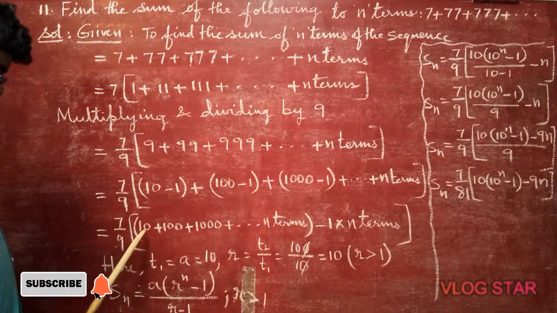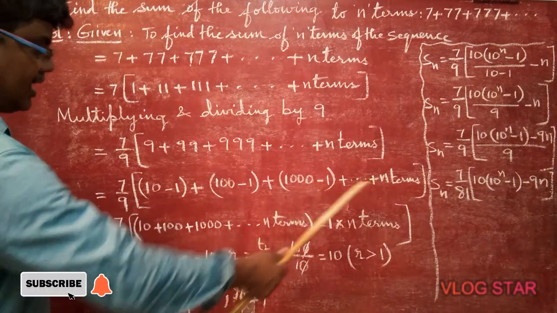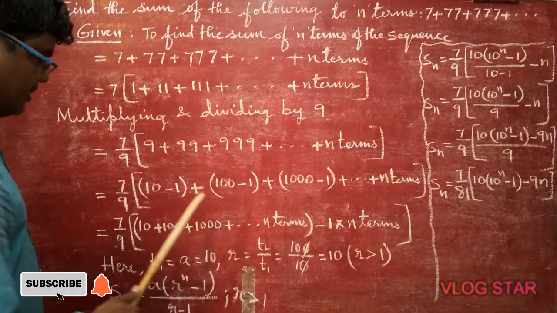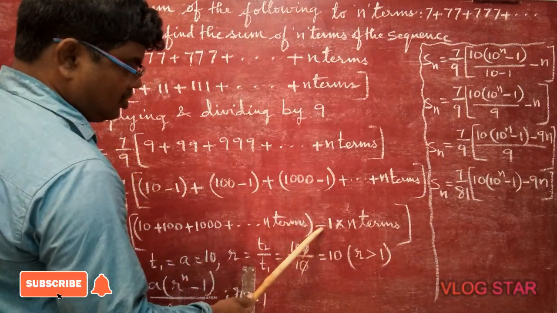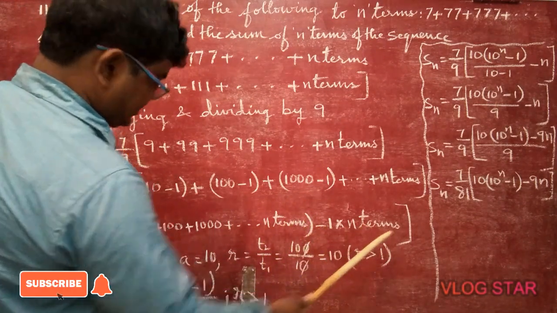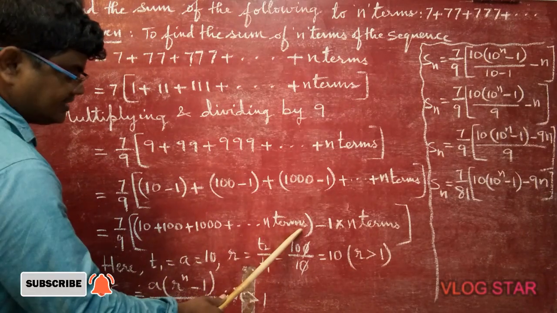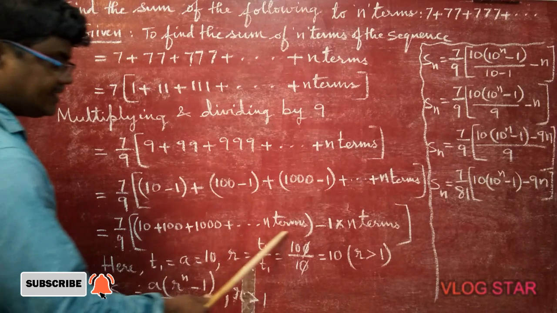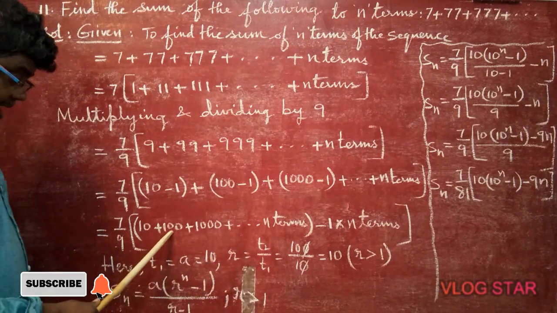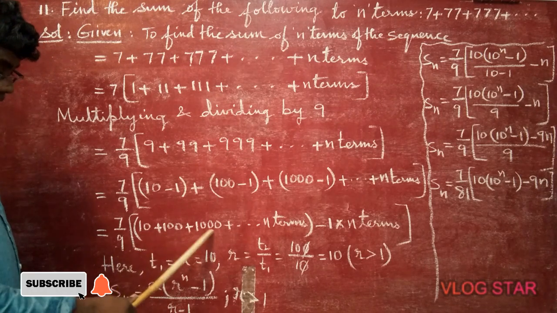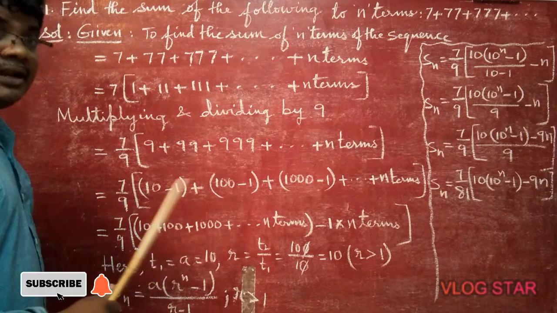7 by 9 as it is, 10 plus 100 plus 1000 plus so on, n terms. And this is minus 1, minus 1, minus 1, how many? n terms. So minus 1 into n terms. Now here this is in GP. How did I decide it is in GP? In my mind I did the common ratio: 100 by 10 is 10, 1000 by 100 is 10. So it is a GP, it is not an AP.